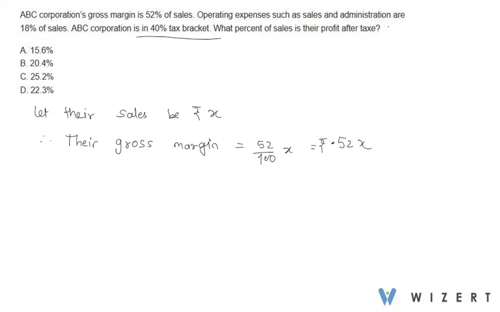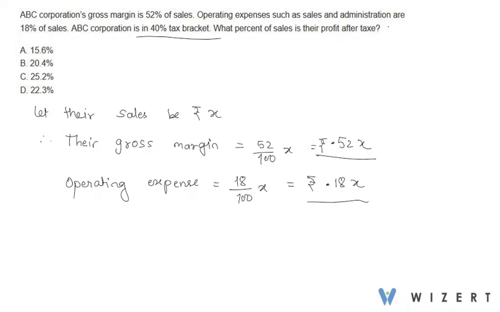rupees. After that, operating expenses. Operating expenses will be, they are 18% of the sales, that is 18 by 100 into x, which is equal to 0.18x rupees. Now this is their gross margin 0.52x and this is their operating expense.